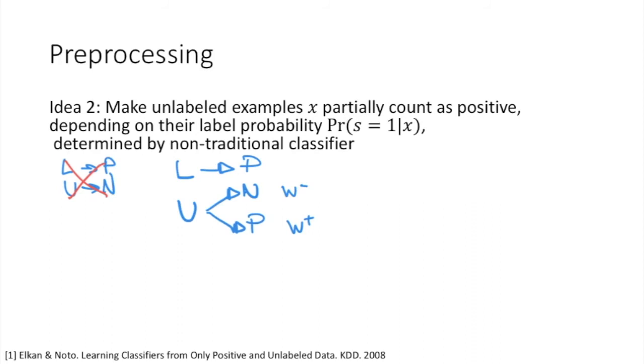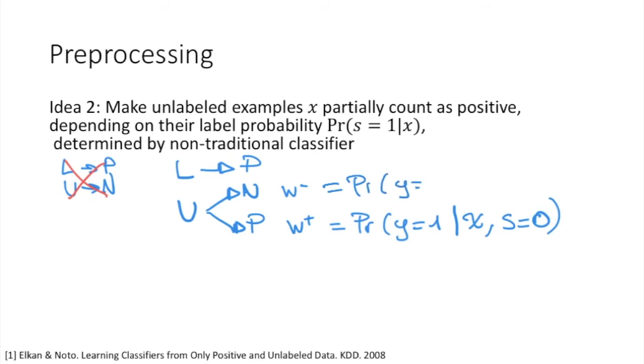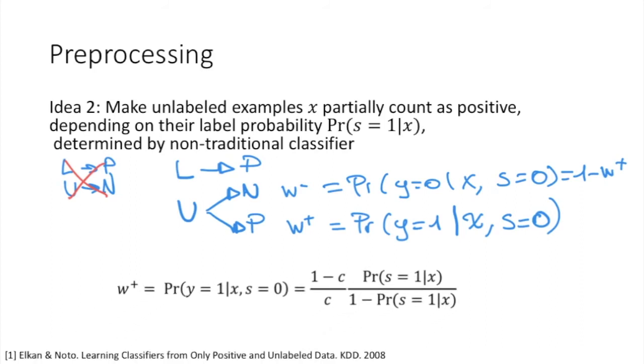The positive fraction of an unlabeled example will be equal to the probability of this example being positive, given its features, but also given the fact that it actually was unlabeled. The fraction for it counting as negative will be the probability that this is a negative example, again, given the features and the fact that it's unlabeled, which is just 1 minus the positive fraction. These probabilities can be calculated using the label frequency and the probabilities that these examples would be labeled, which we thus get from the non-traditional classifier.